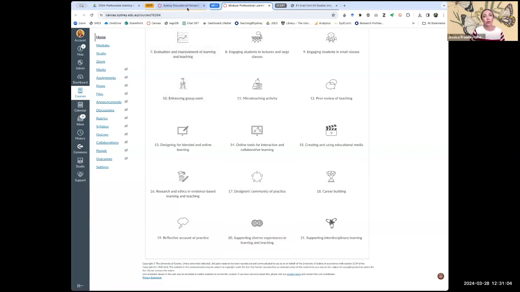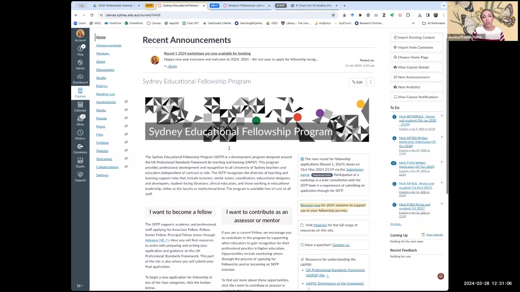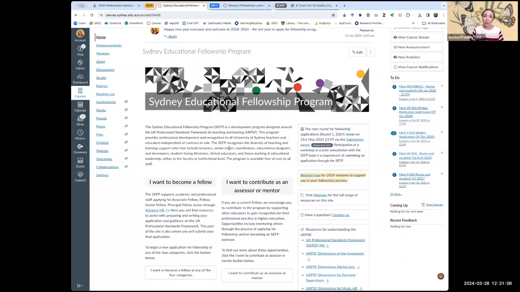A second thing that's really important is the Sydney Educational Fellowship Programme. This is how we award associate fellowship, fellowship, and senior fellowship.